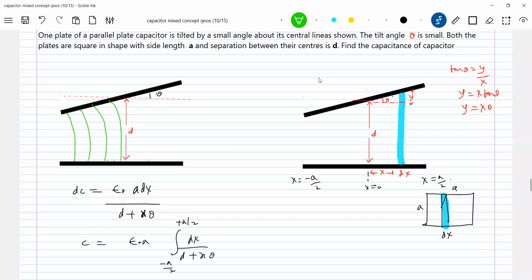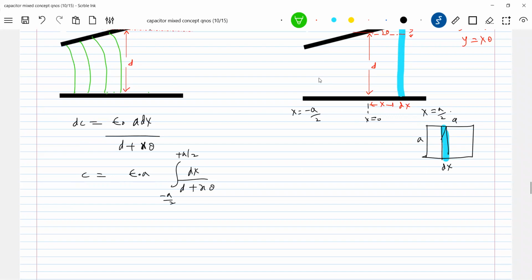Okay, this you have to integrate, then substitute the limits, no? Then use the formula for the log expansion of log 1 plus x. So the final answer will be, I'll write the final answer: C equal to epsilon naught a square by d, times 1 plus a theta square by 12 d square. Then take the expansion of log, because a logarithm will come. Expanding by the log expansion, you can end up with this particular formula.